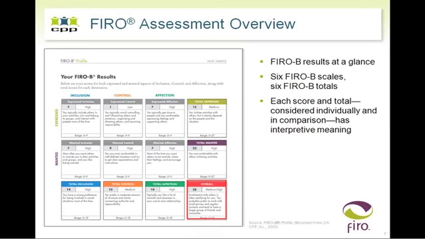Jane's overall need score, that is the total of all of her 6 scales for expressed inclusion, control, and affection, and wanted inclusion, control, and affection, her overall need score is medium to high with a score of 38. And remember that the highest possible would have been 54. And there are various interpretive guides around the FIRO material that propose that a score such as this would suggest that Jane is outgoing, active, and as I mentioned before, likely extrovert.